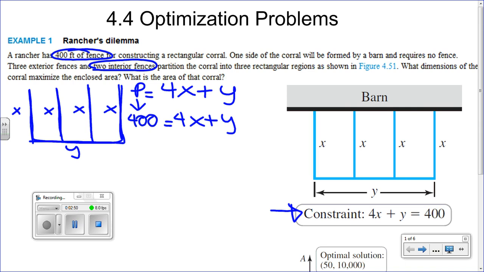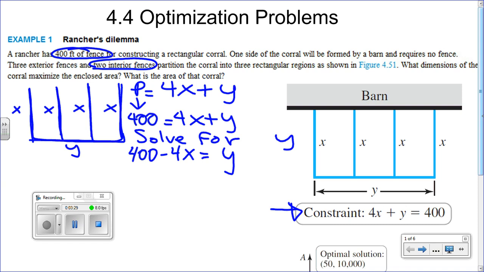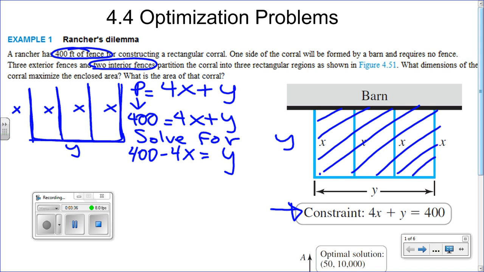Now we're going to solve for y, because we want to derive with respect to one variable instead of doing implicit differentiation. So y is equal to 400 minus 4x. Now, how would you get the area of a rectangle? That's very easy, it's length times width, so x times y. So for the area, A equals xy.